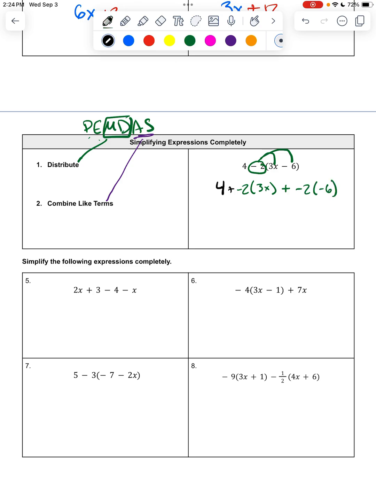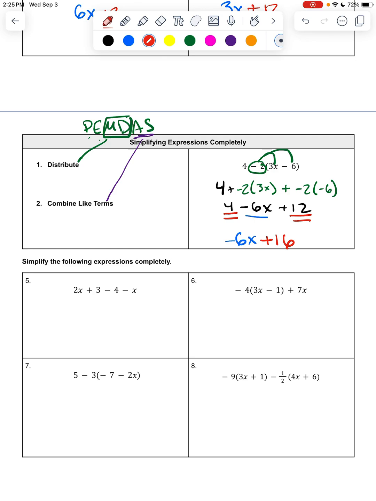Let's simplify each of these terms. Negative 2 times 3 is negative 6x, so minus 6x. And then negative 2 and negative 6 make positive 12. Do we have any like terms here? Negative 6x, there's nothing to combine it with, so I'm going to leave it out front. But my constants of 4 and 12 absolutely can be combined. That becomes plus 16. Okay, so if you have something to distribute, do that before you combine any like terms.